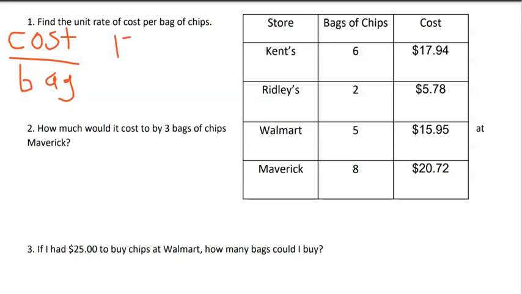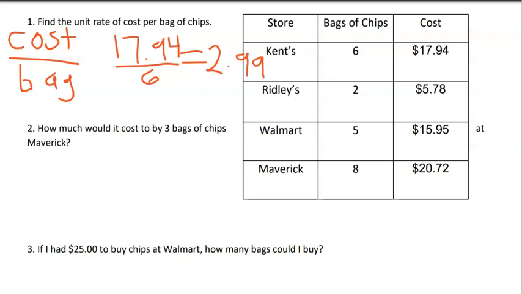So for this first one, I'll do my $17.94. I'll divide it by 6. And that'll tell me the total cost for 1 bag of chips. When I plugged that in my calculator, I found that it is going to equal $2.99. We're going to do the same process for these other 3 stores.